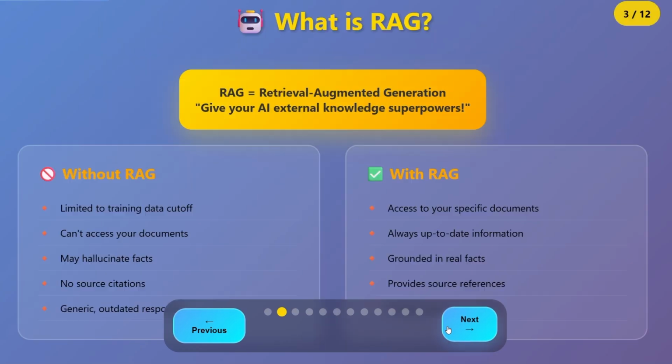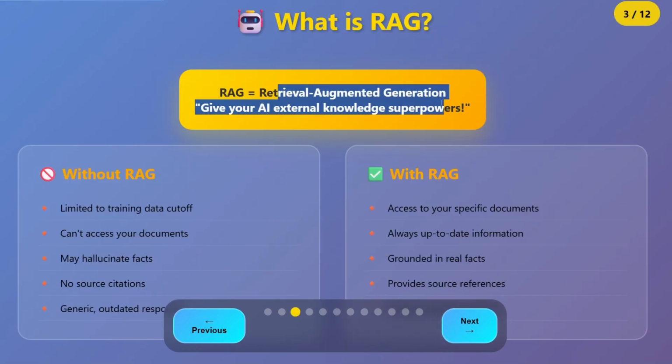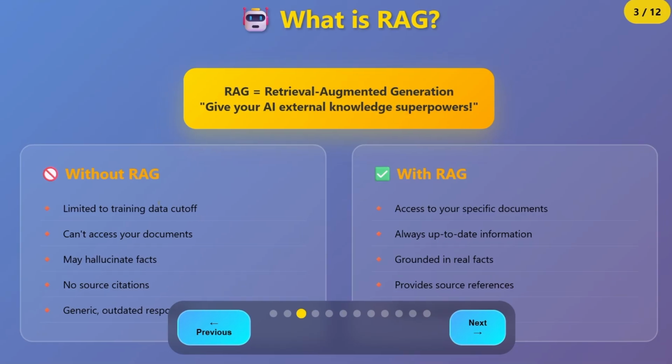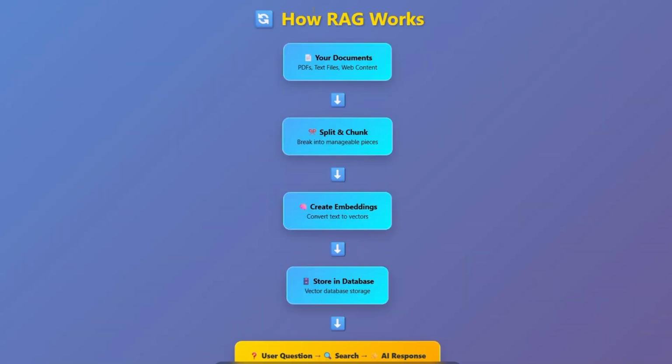So what is RAG? RAG is Retrieval Augmented Generation. It gives your AI external knowledge superpowers. Before RAG, what we did was give the whole file to GPT or any LLM and ask questions from this file. The disadvantage of doing this is it takes too many tokens, and with each question, it reads the whole documentation again and again. To get rid of this problem, we made RAG.